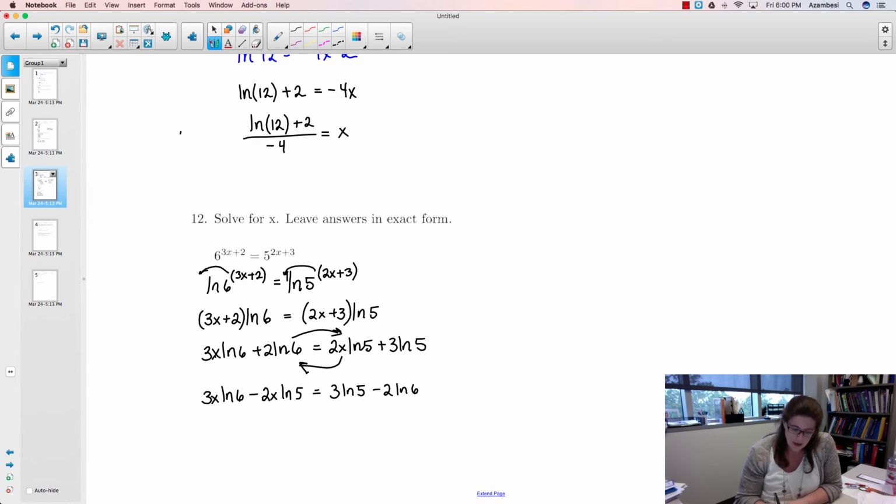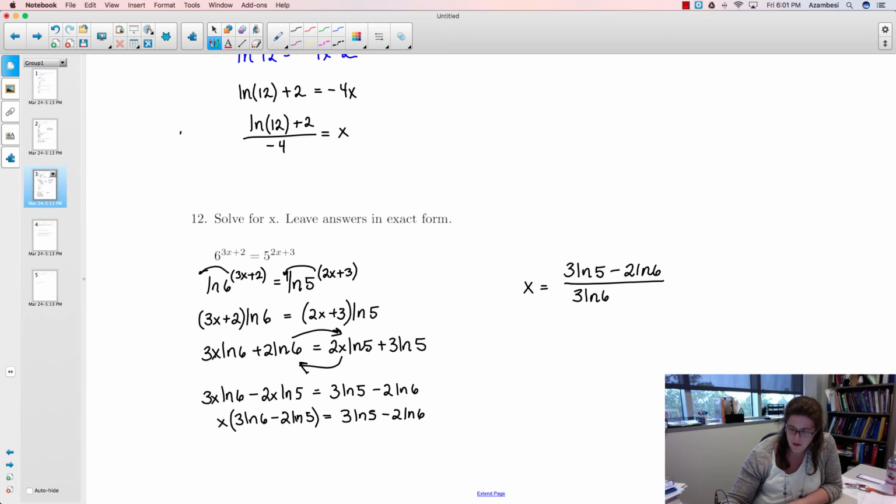And then I'm going to factor out my x. So x times (3 natural log of 6 minus 2 natural log of 5) equals 3 ln 5 minus 2 natural log of 6. And then putting it all together, I'm going to divide by what's being multiplied by my x. So x is equal to 3 natural log of 5 minus 2 natural log of 6 all over 3 natural log of 6 minus 2 natural log of 5.